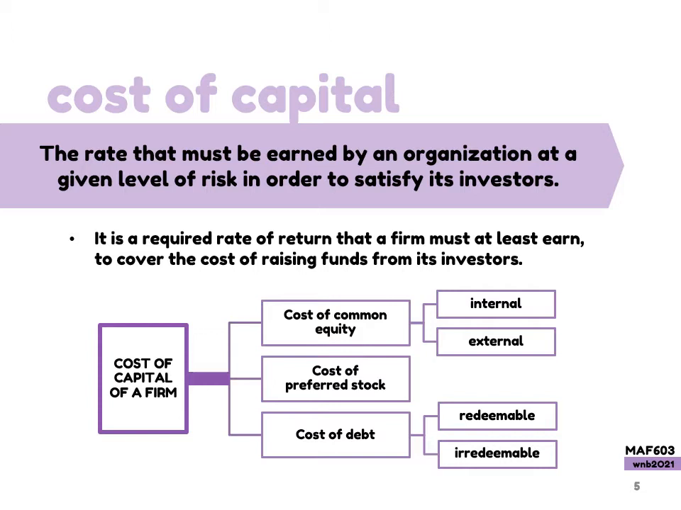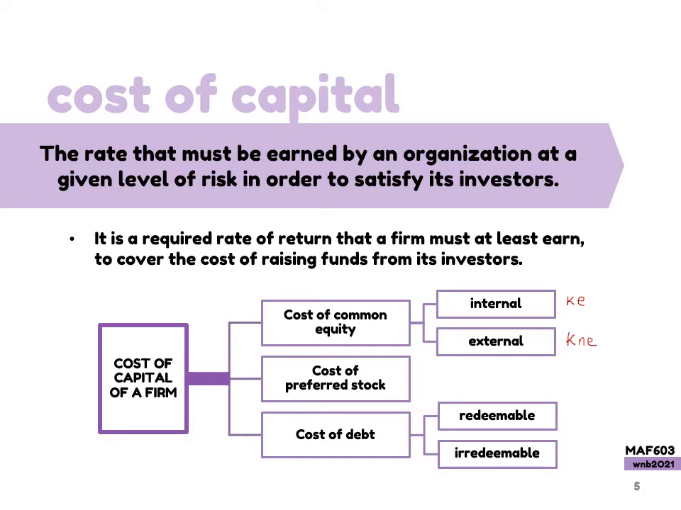And the cost of capital of a firm can be further categorized into three components. We have cost of common equity, and for this one, we're going to divide into two. We have internal cost of common equity, which we call KE. The second one, we have external cost of common equity, which we're going to put as KNE.